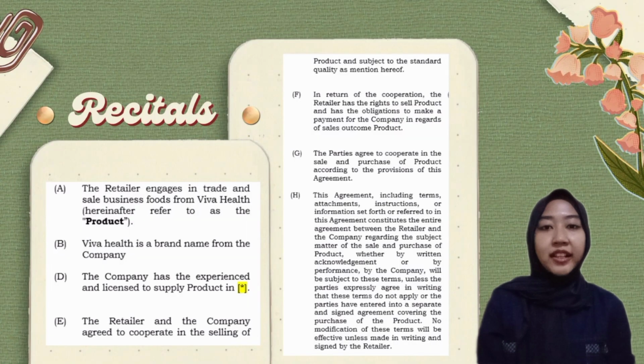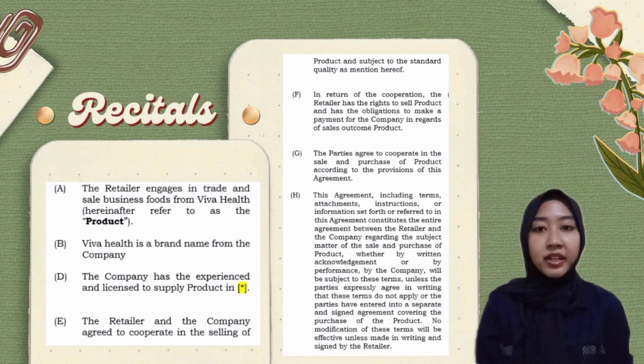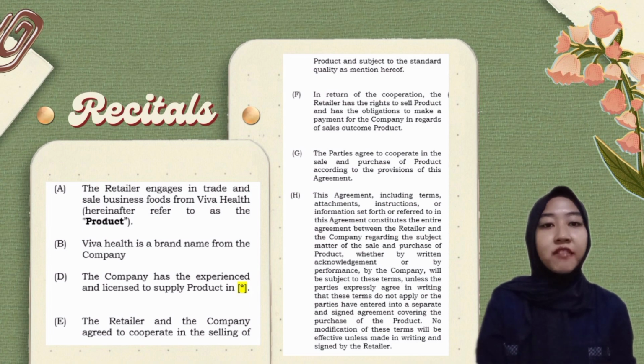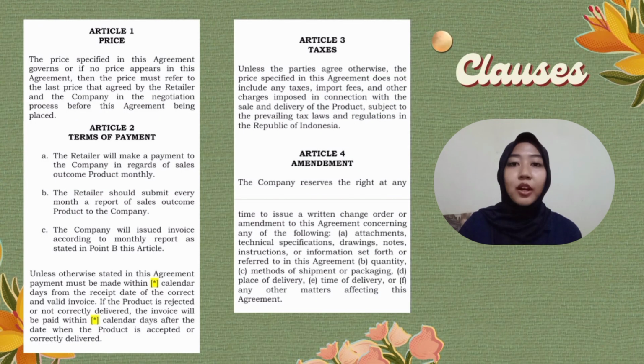The recital contains a brief description before entering into the contents of the agreement regarding the intent and purpose of the parties making the agreement or explaining the terms in the agreement. This recital consists of several points that you can see. Contains the terms and conditions agreed by the parties, which every clause in this agreement is in the form of an article. Article 1 is about price. The price that applies, which is set in the agreement or agreed upon during negotiations before the agreement is presented.